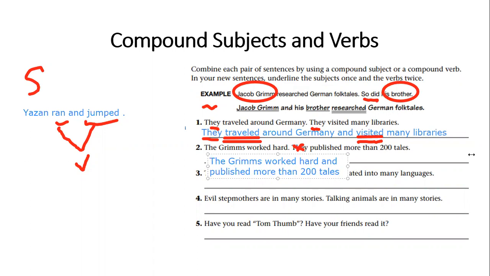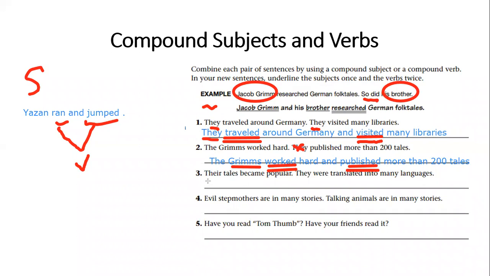Nice. Yes. Here we are. This is our sentence, and we're going to underline the subject once. The subject is going to be the Grimms. And let's see the verb we're having here. Underline it once, twice. And we're having the verb published. Yes, we're underlining it here twice. So we did what is asked in this exercise. Right, exactly.